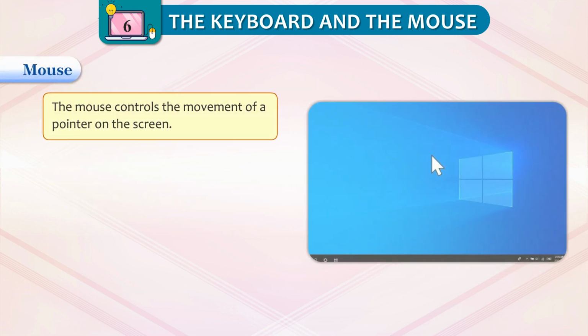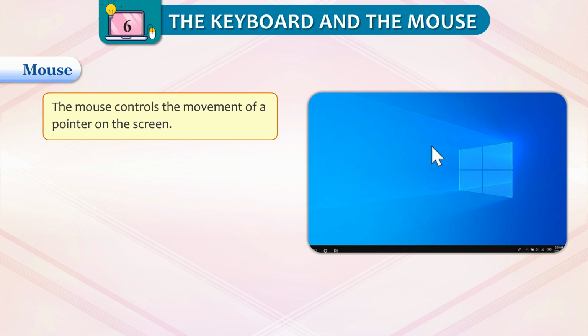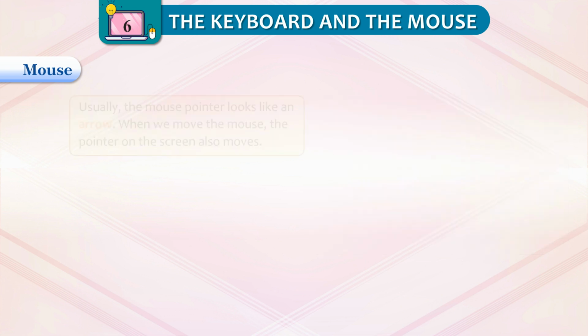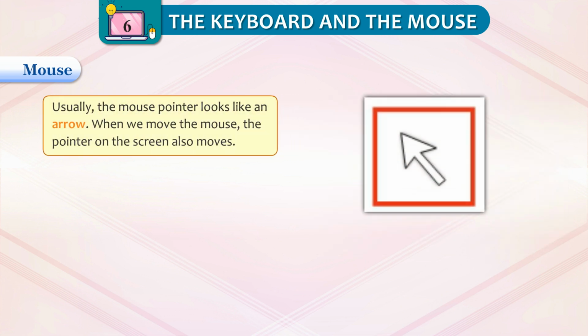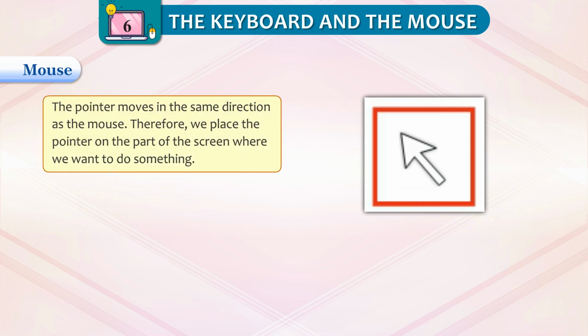Mouse. The mouse controls the movement of a pointer on the screen. Usually, the mouse pointer looks like an arrow. When we move the mouse, the pointer on the screen also moves. The pointer moves in the same direction as the mouse. Therefore, we place the pointer on the part of the screen where we want to do something.